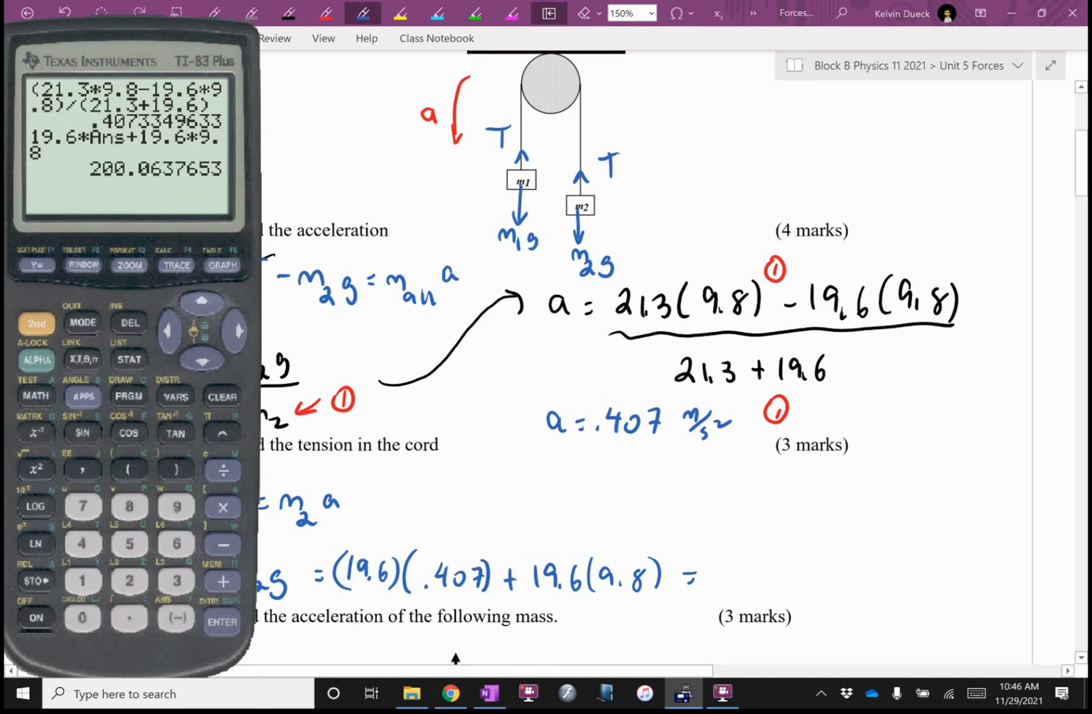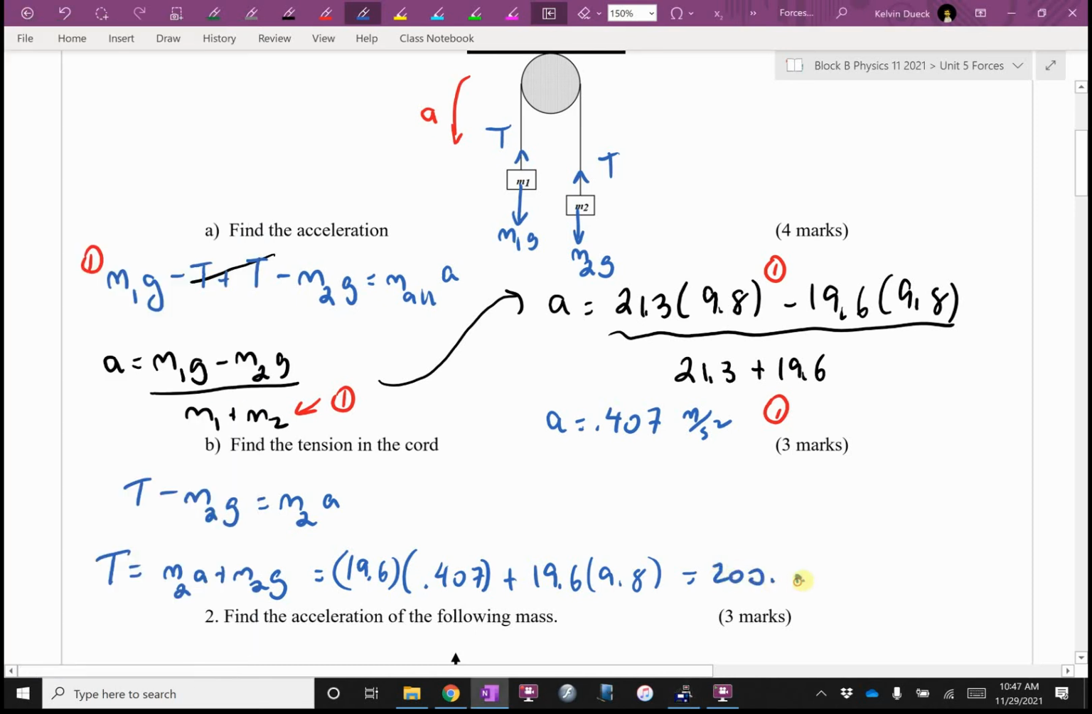You get 200? I figured it was going to be a pretty big tension because 21 kilograms and 19.6 kilograms pulling on either end, that's almost 100 pounds of mass. That's going to be a fair bit of tension. This is lifting a fair bit. So, 200 newtons.